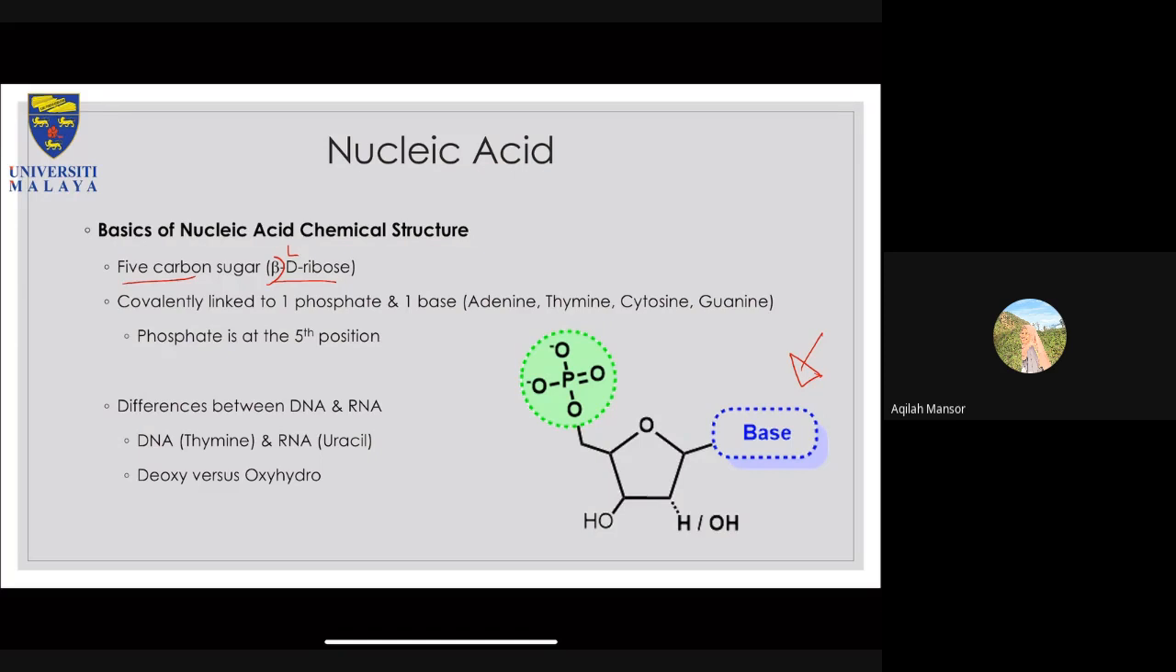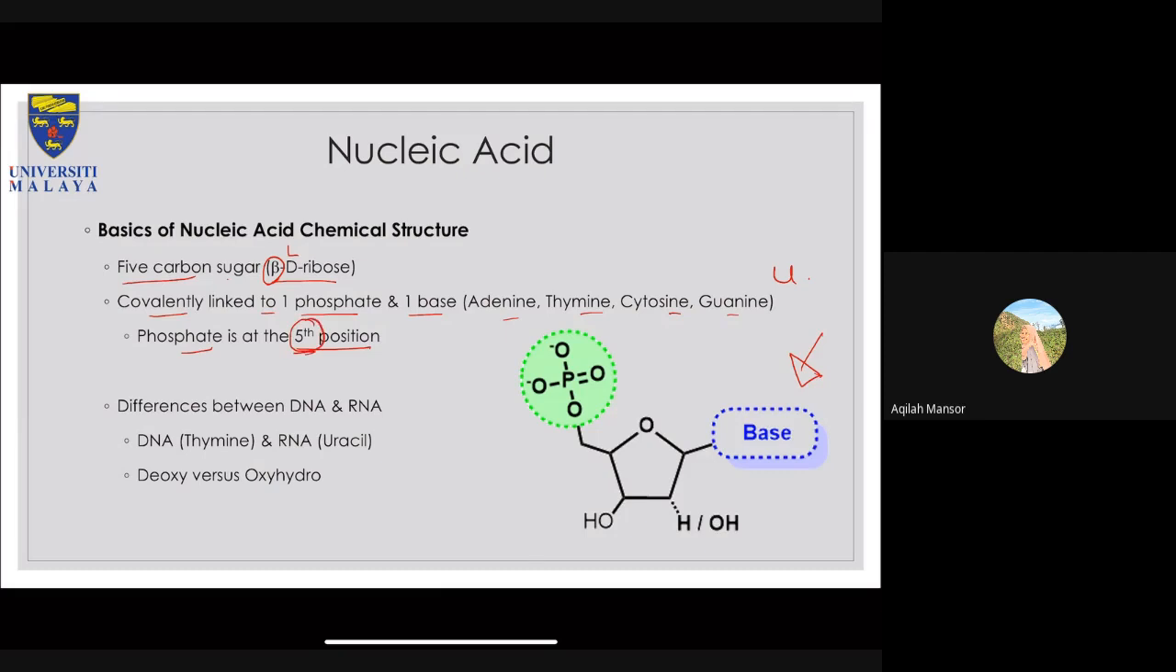Okay, so the 5 carbon sugar is linked to 1 phosphate and 1 base, and of course the base is either A, G, C, T, or U. Phosphate is at the 5th position. So what do I mean by this? We will see in the next few slides. But just remember 5th position.